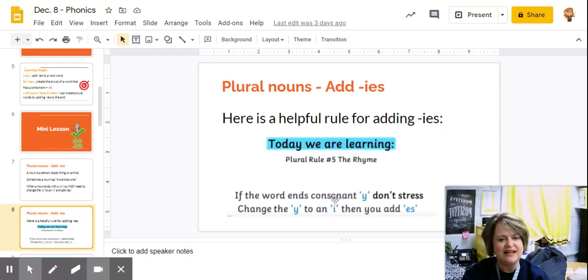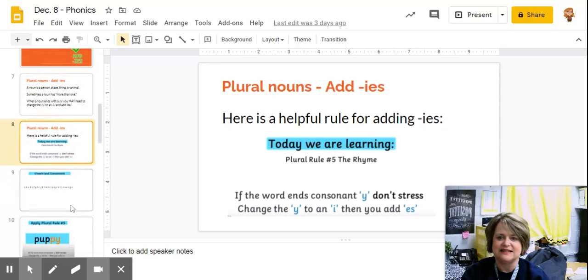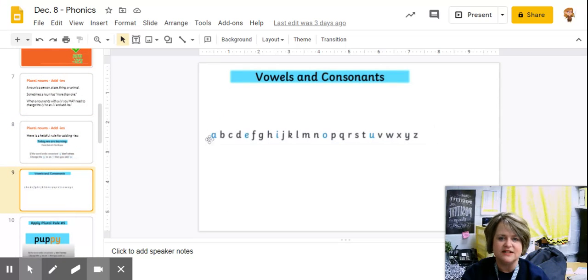So what it's saying is, if you have a word that has Y at the end, and there's a consonant in front of the Y, then you're going to drop the Y and you're going to add IES. Let's look at that. So here are the vowels and consonants. We know our vowels are A, E, I, O, U, and we usually say sometimes Y, but we're not going to say that in this particular case because we're actually looking for the Y. All other letters, these black letters, are consonants.